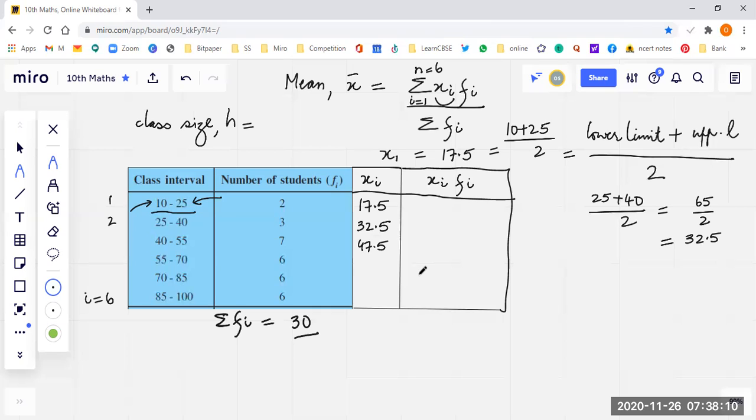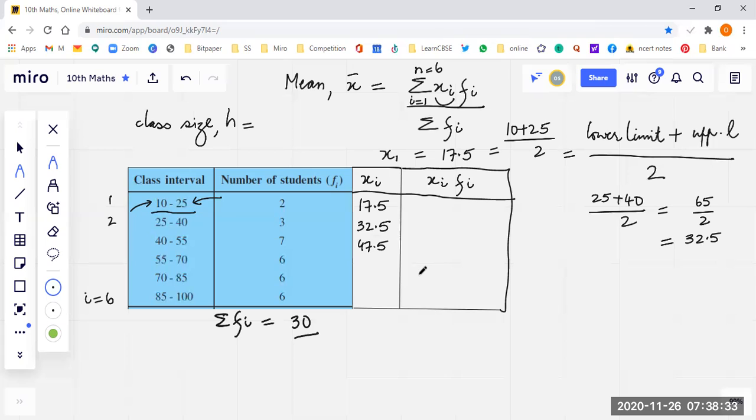You see, what is the class size? 25 minus 10 is 15. 40 minus 25 is 15. But some numericals will be there in which the class size will not be the same, so you can't apply this trick there. That's why I'm saying observe the data first. Is the class size the same? Yes, 70, 85, 100, the class size is the same. Simply add 15 to this.